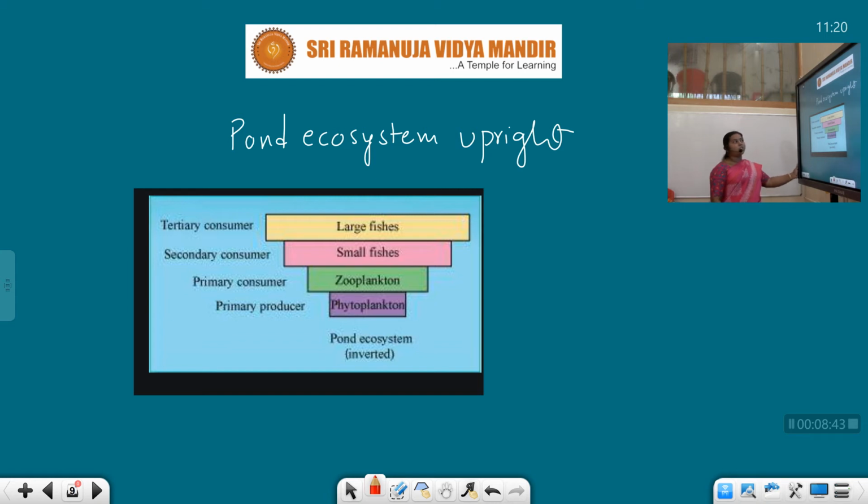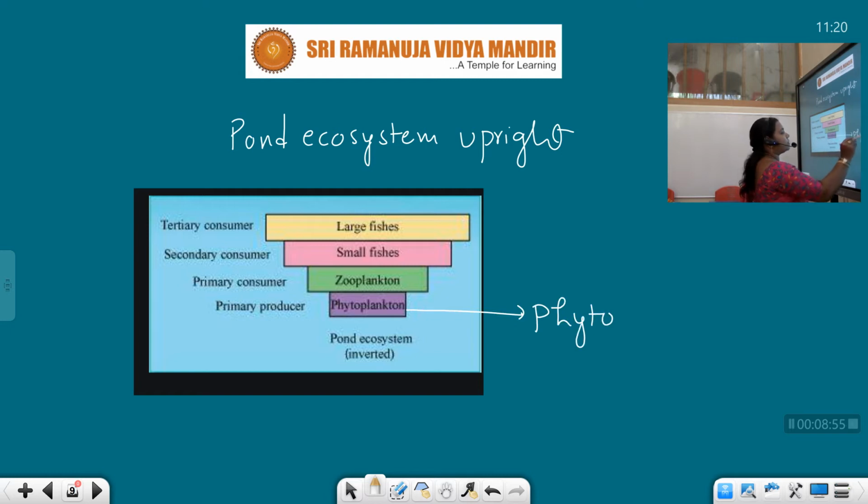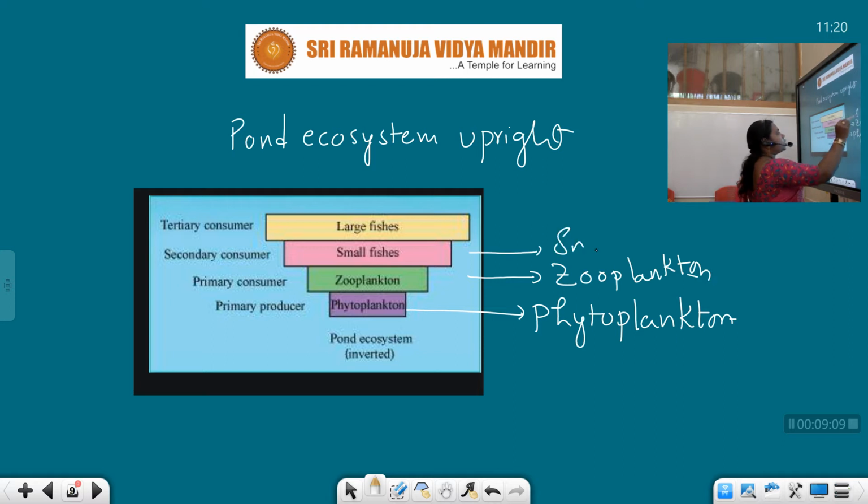Now let us talk about the pond ecosystem, upright. So this is the one pond ecosystem. Here it starts with the phytoplanktons. Starts with what, children? Phytoplanktons, and at the next level zooplanktons are there. Zooplankton, and next to this small fishes, and these are the large fishes.